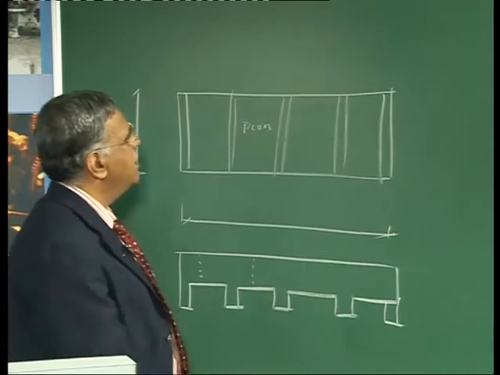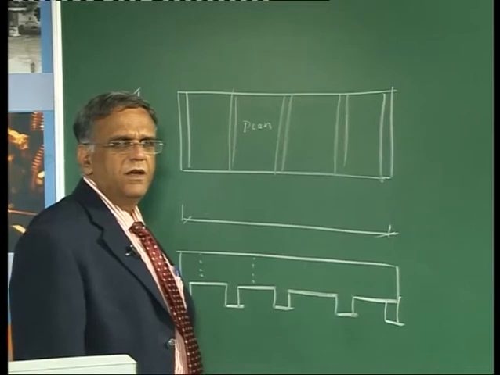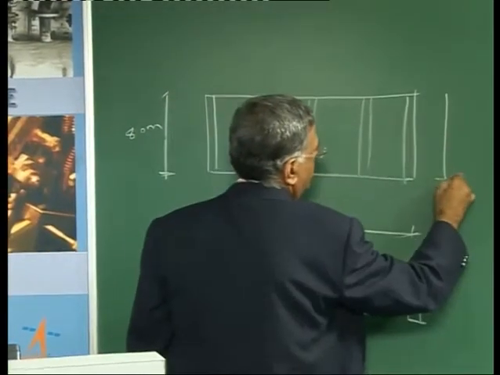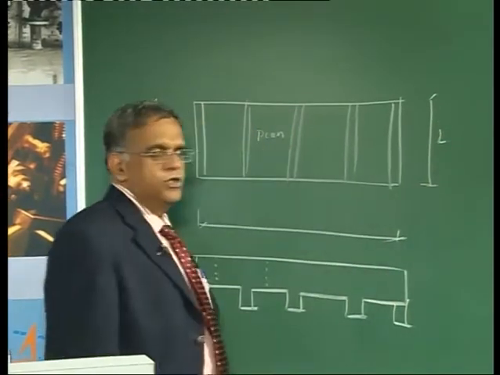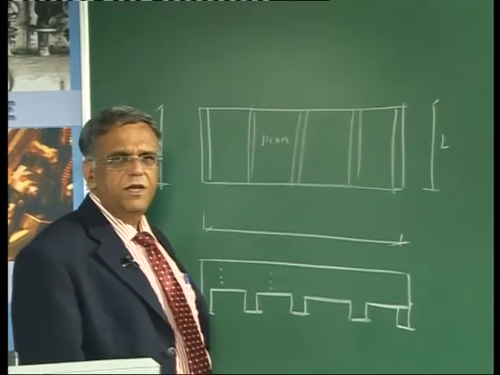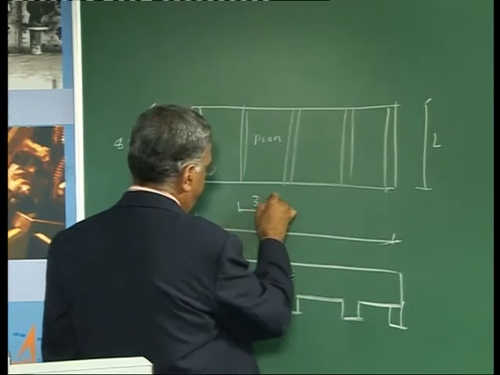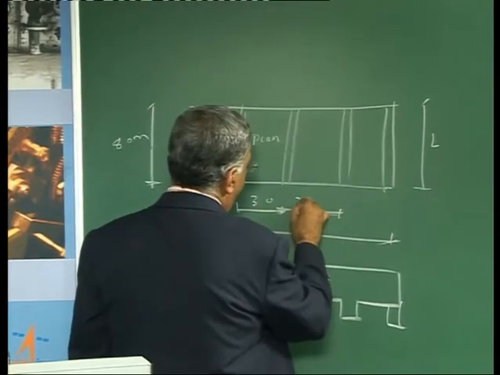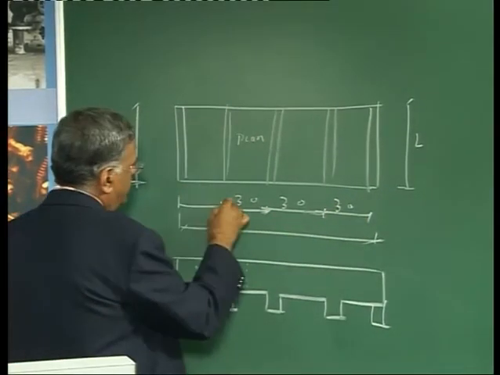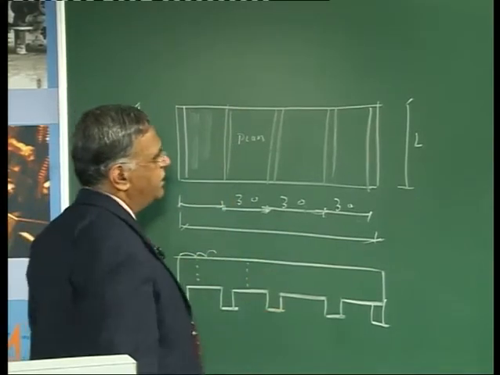So this is the problem which I am talking about, where the value of L is equal to 8 meters. Already I have written this. So the value of the span is given as 8 meters. The spacing of the T beam is 3 meters center to center. It means that every 3 meters there is a beam. So whatever the load acting on the slab gets transferred to this beam.